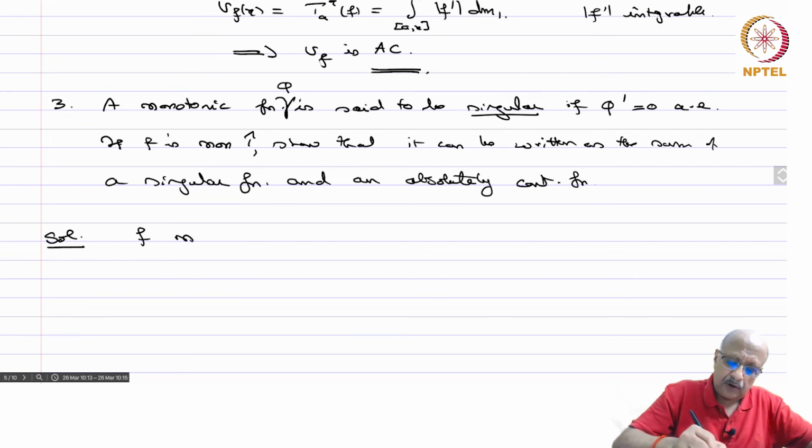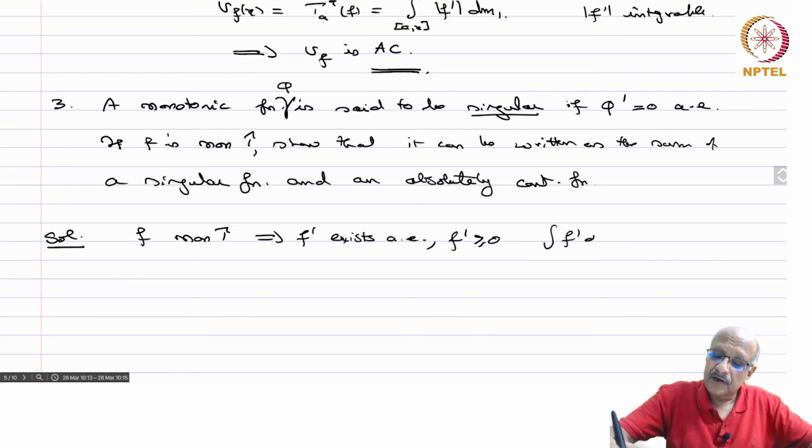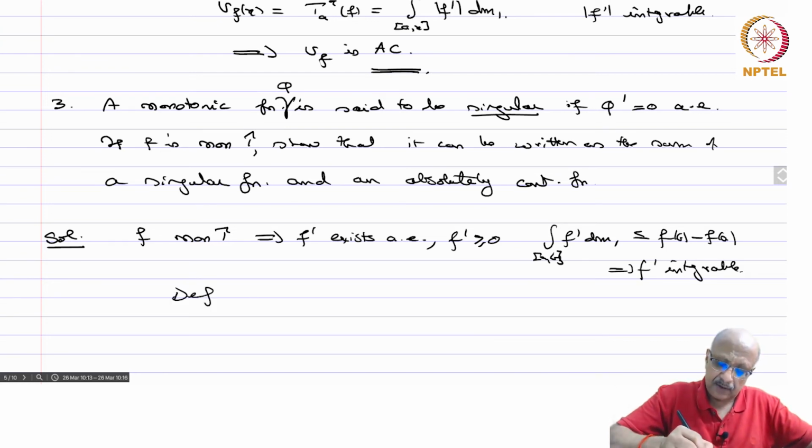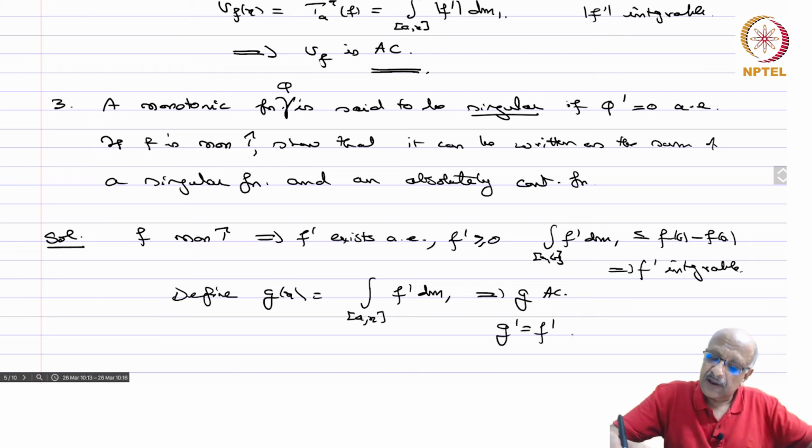So f monotonic increasing implies f dash exists almost everywhere, f dash is greater or equal to 0, and the integral of f dash dm1 over ab is less than or equal to fb minus fa, which implies f dash is integrable. Define g of x equals the integral from a to x of f dash dm1, and this implies that g is absolutely continuous. And also you know that g dash equals f dash almost everywhere.